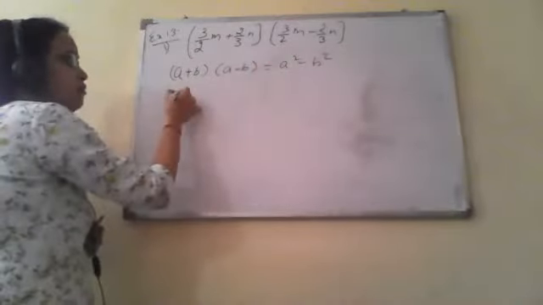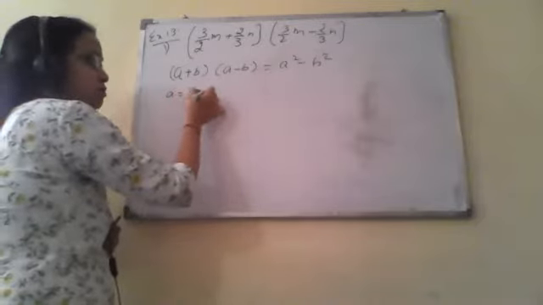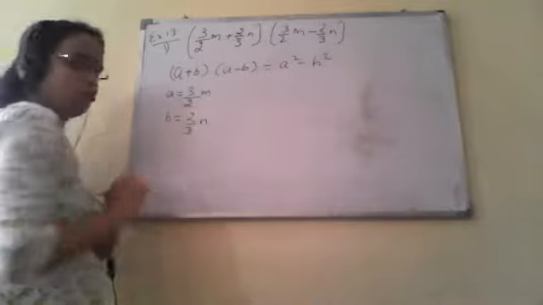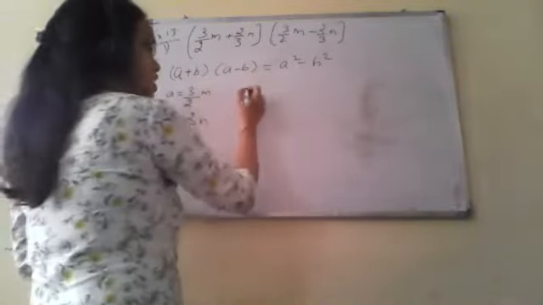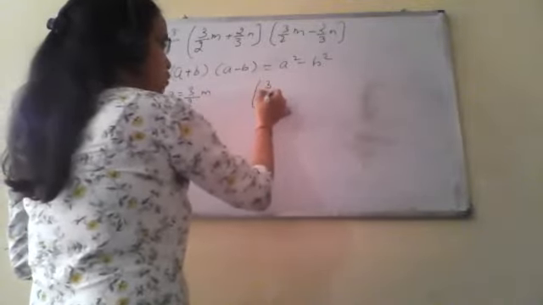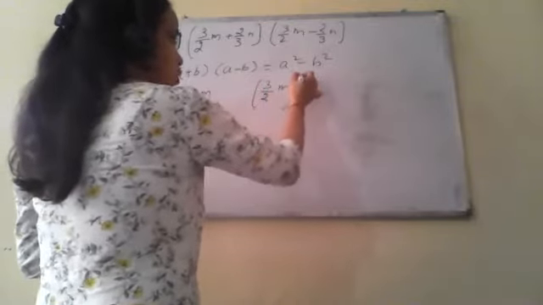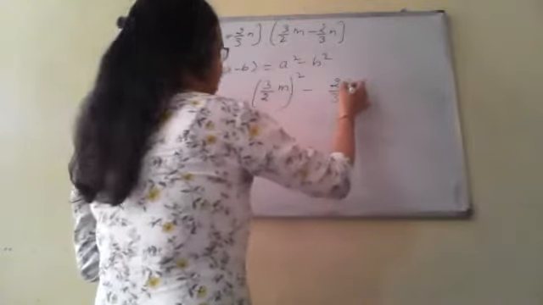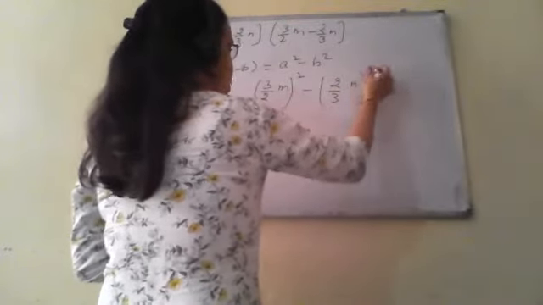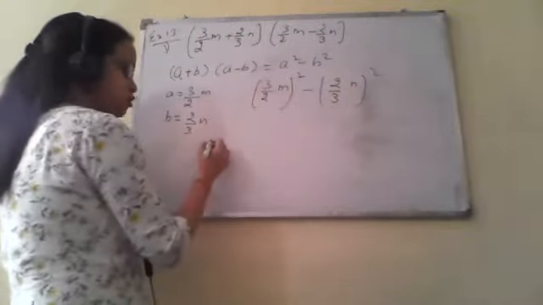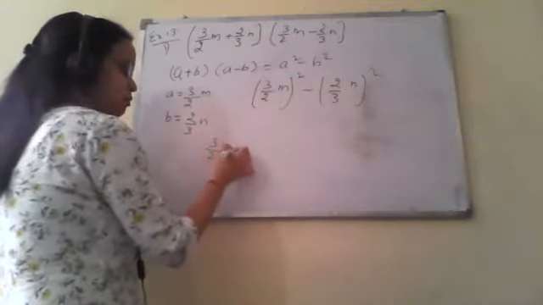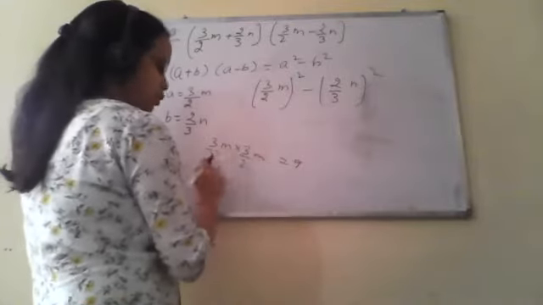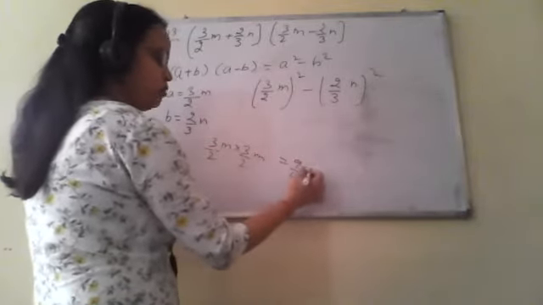In place of a we have 3/2 m, and in place of b we have 2/3 n. So this is a square. This will be (3/2 m) whole square minus b square. b was (2/3 n) whole square. So (3/2 m) whole square will be 3/2 m into 3/2 m. This is 3 into 3, 9; 2 into 2 will be 4; m into m will be m square.